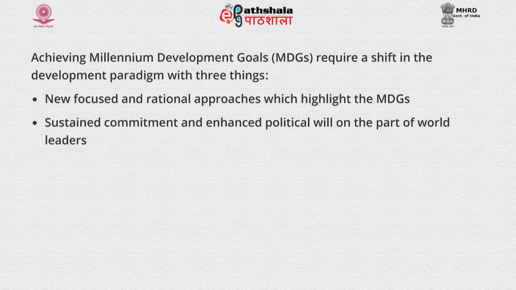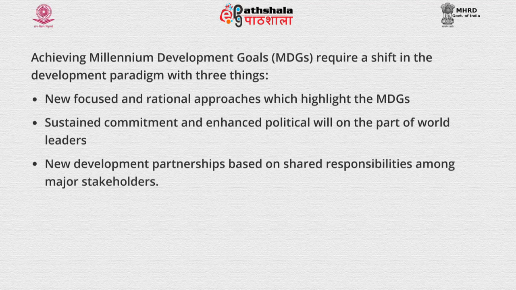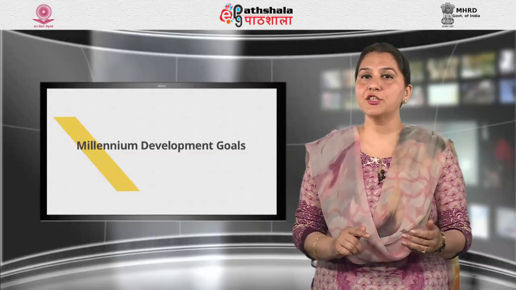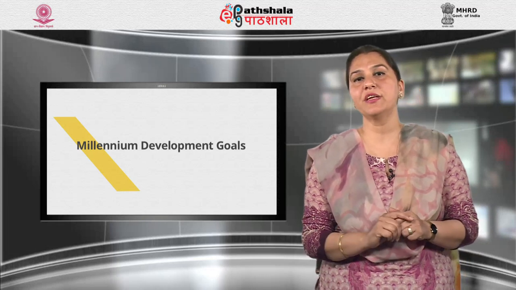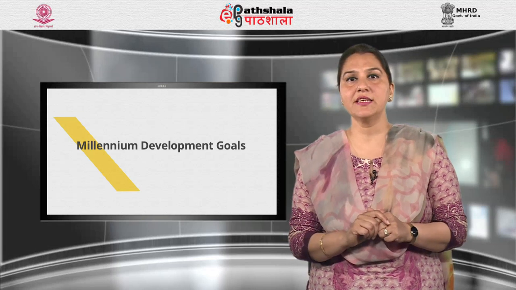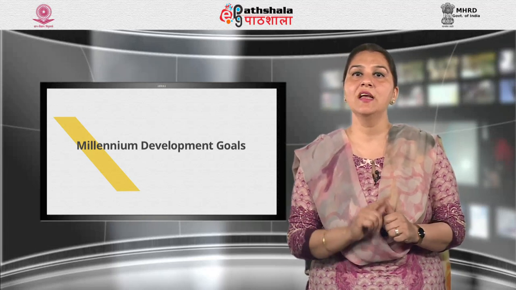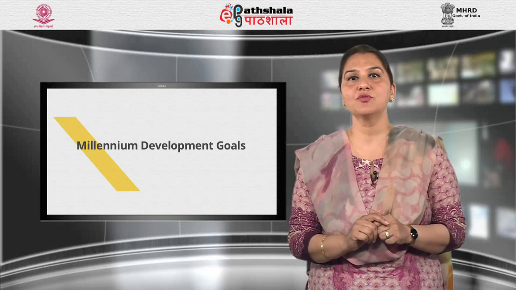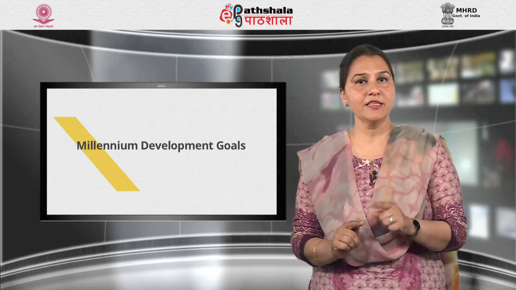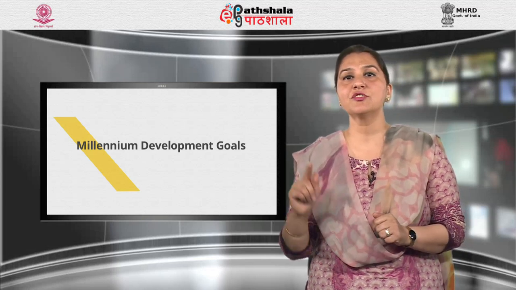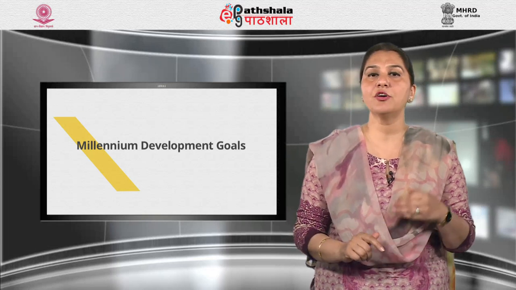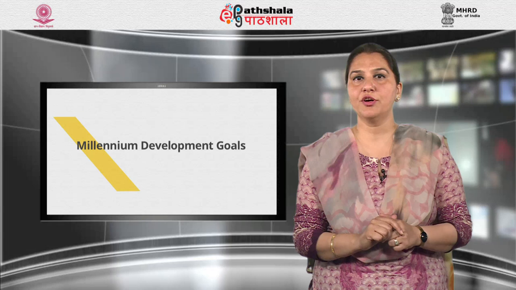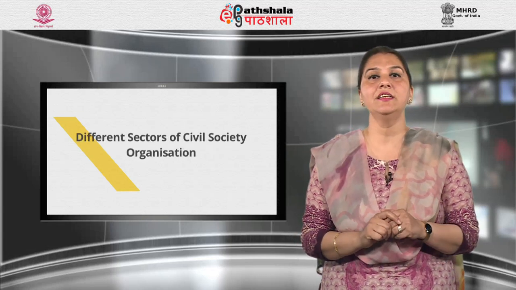Second, sustained commitment and enhanced political will on the part of world leaders. And third, new development partnerships based on shared responsibilities among major stakeholders. It requires many combined and complementary efforts by international agencies, national governments, local authorities, private sector, and civil society organizations. Civil society has to make a larger contribution, both directly and indirectly, to the process of poverty reduction and attainment of other MDG targets. Now we will talk about different sectors of civil society organization.